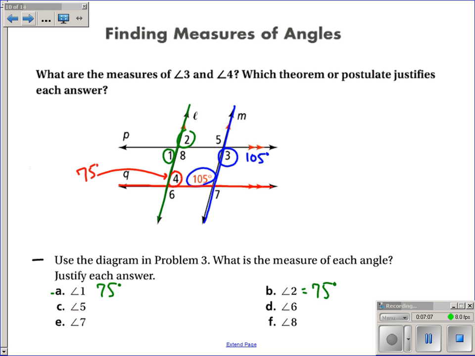C, angle 5. In angle 5, I'd probably use M as my transversal and P and Q as the two parallel lines. And angle 5 and this 105 angle are corresponding. And so angle 5 would be 105 degrees. Okay, I hope you see how you can do that for all the angles that are listed.